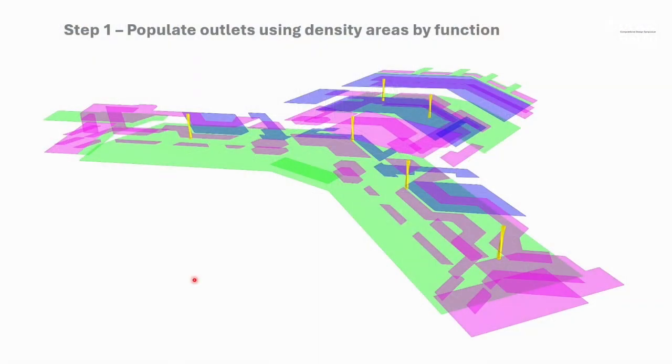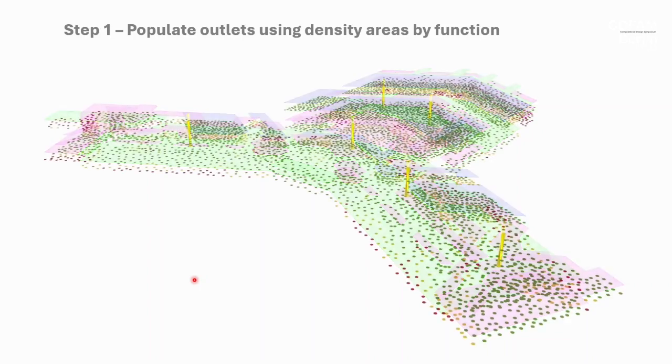Step one, what we do at the beginning is to define a few areas depending on the function, and then we translate these into points. We make simulations for data outlets. For example, 1 point every 5 square meters or 1 point every 10 square meters.